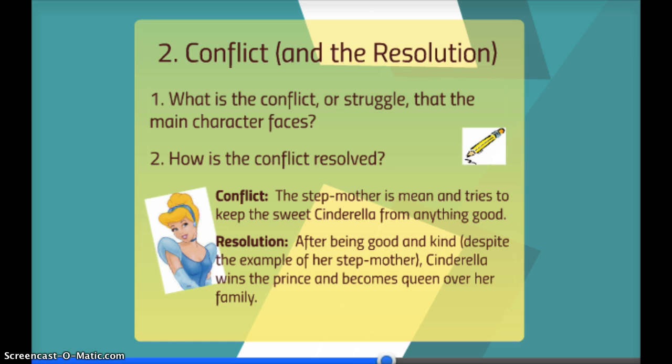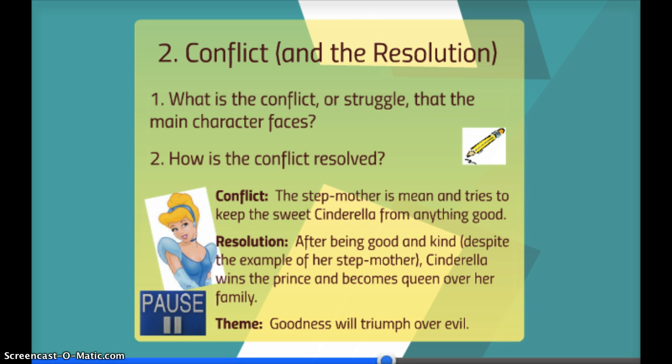Because she's so good and kind, she ends up winning the prince and becoming queen over her family, thus effectively getting rid of the conflict that she was dealing with. So that could lead to a theme of goodness will triumph over evil. Cinderella is good, stepmother was evil. In the end, Cinderella wins. Therefore, in the end, goodness will win.